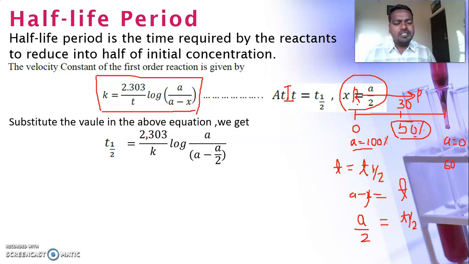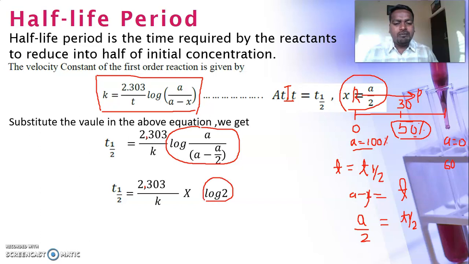Then after substituting these two values in the integrated rate expression, you are going to get t half is equal to 2.303 divided by k into log of A divided by A minus A by 2. If you simplify, A minus A by 2 is equal to A by 2, and A gets cancelled. So you are going to get t half is equal to 2.303 divided by k into log 2.